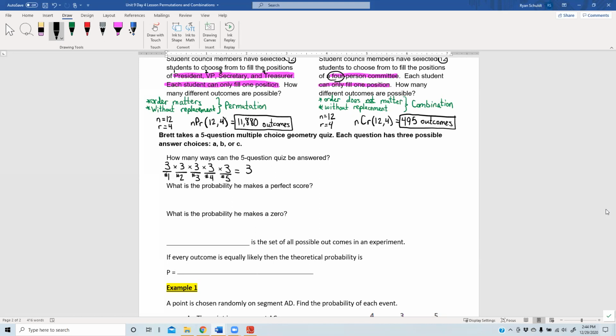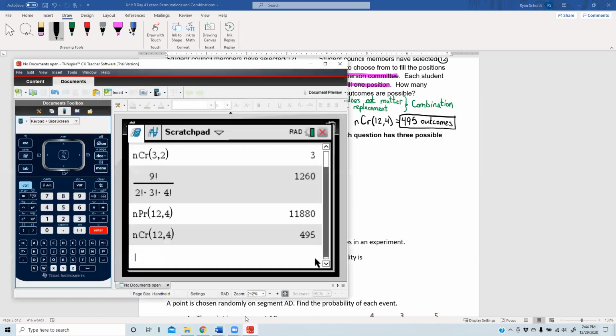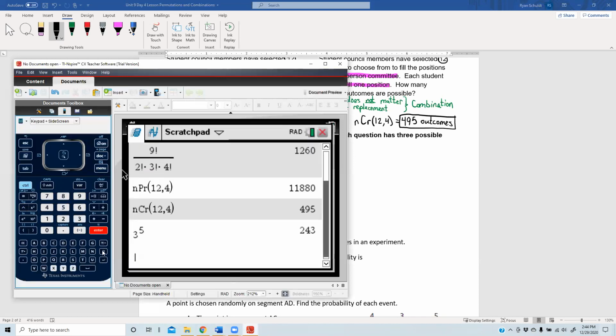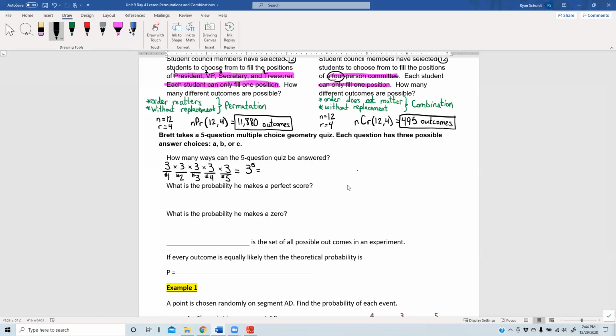This is the same as saying 3 to the 5th power. Notice this is the number of answer choices raised to the number of questions. 3 to the 5th power, which, let's see what that gives us in the calculator. 3 to the 5th, 243. So how many ways? There's 243 ways he can answer this quiz.